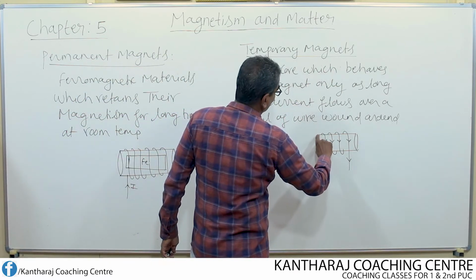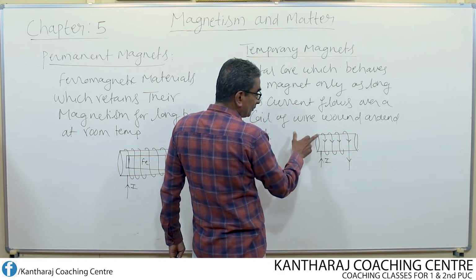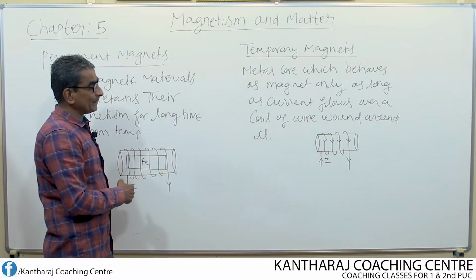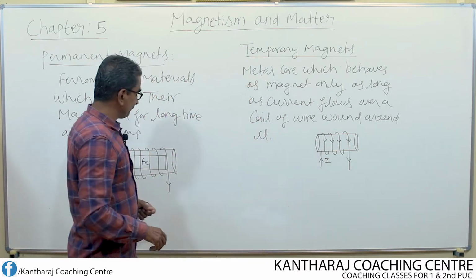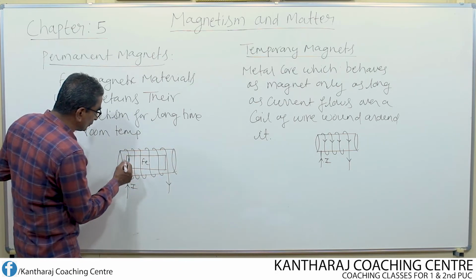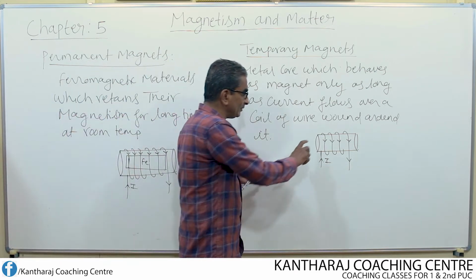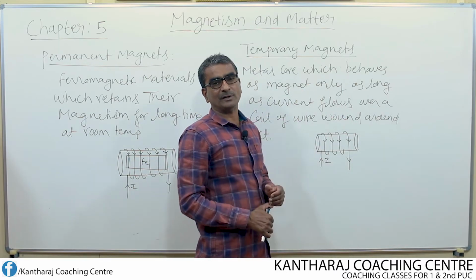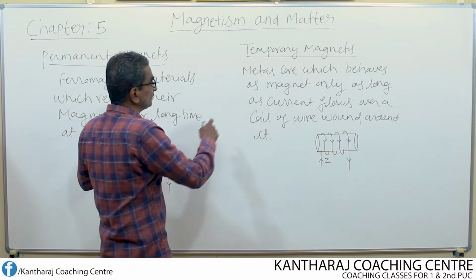A metal core behaves as a magnet only as long as current flows through the coil of wire wound over it. Here we are keeping the material inside the solenoid; there we are winding the coil of wire over the metal itself. You see that difference also. Here the metal bar is kept inside the solenoid and current is passed through the solenoid. Here we are not making use of a solenoid. We wind the wire over the iron bar itself, so it behaves as a magnet only as long as current flows through it. You must note the difference between these two.